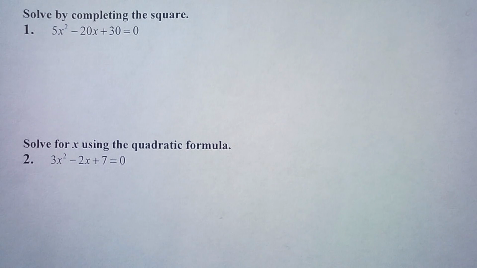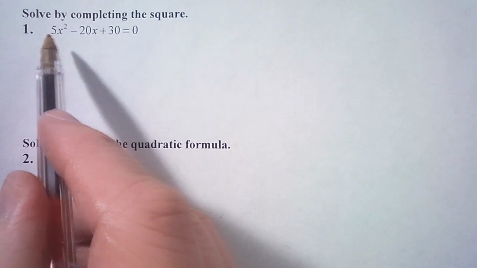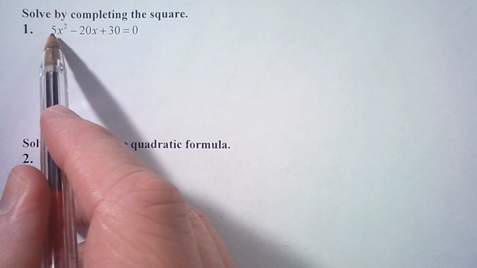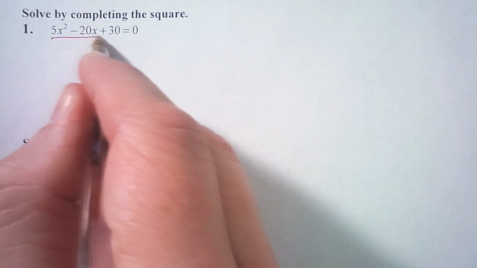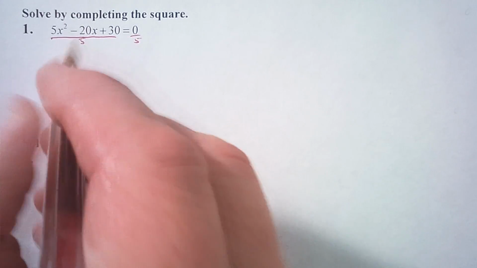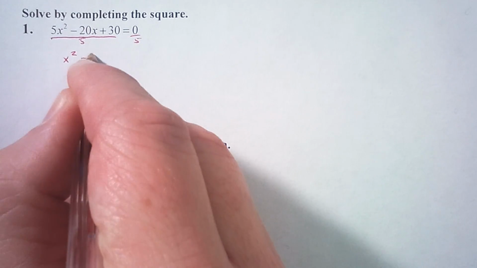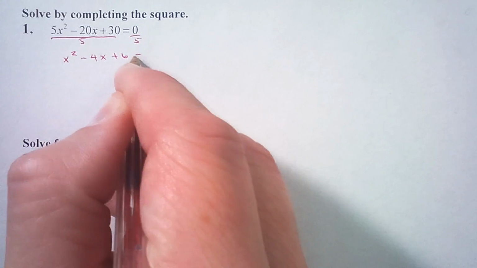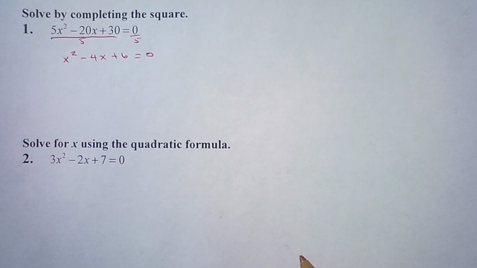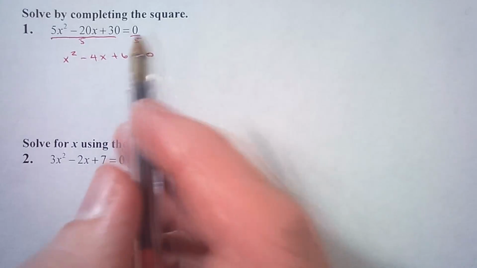We'll end this lesson now with a brief review of solving quadratic equations by completing the square and by using the quadratic formula. So in order to solve by completing the square, we have to have a lead coefficient of 1, but here the lead coefficient is 5. So we are going to divide both sides by 5. So we get x squared minus 4x plus 6 equals 0. Okay, so now we need to make room for a new c.